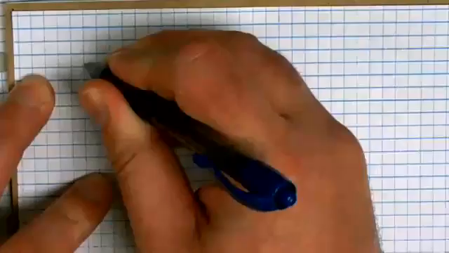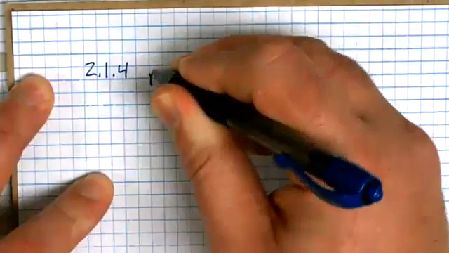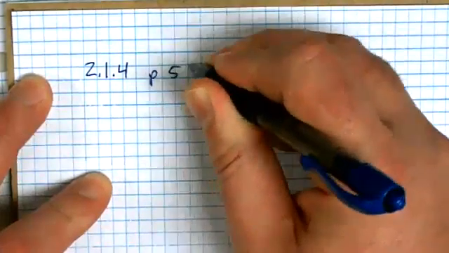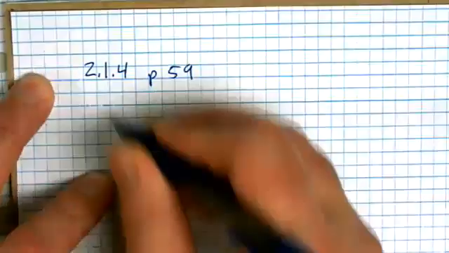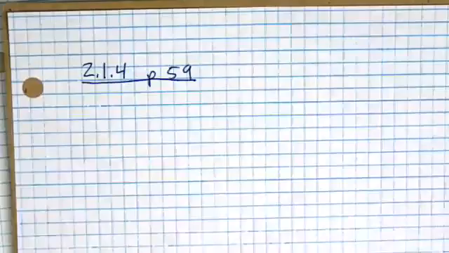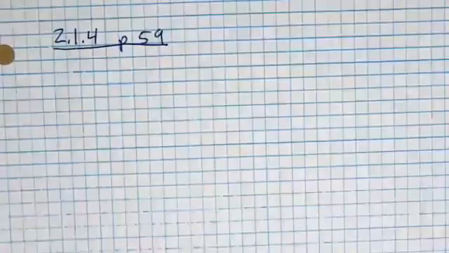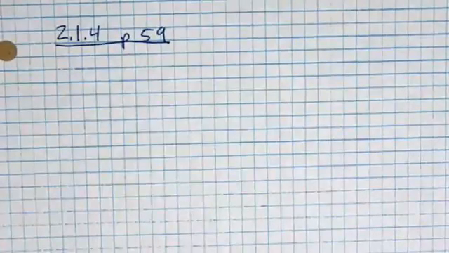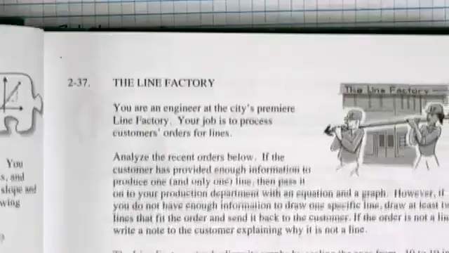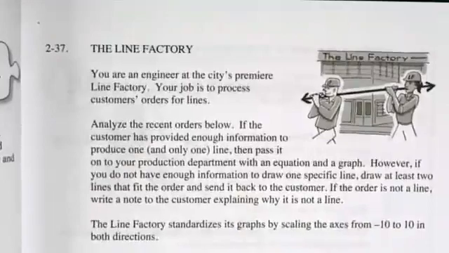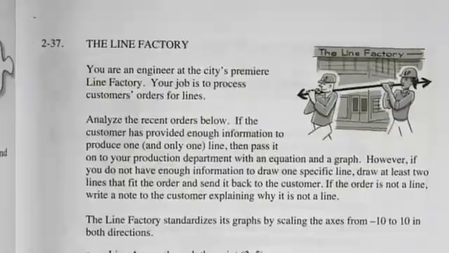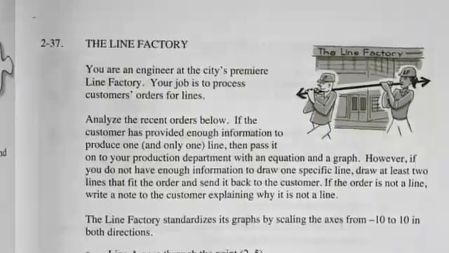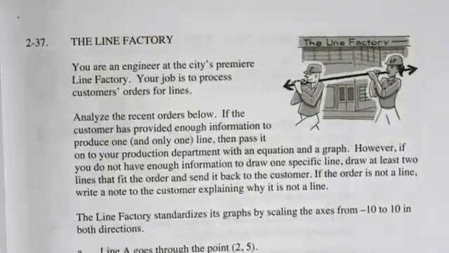So we are working on section 2.1.4 today. And again, the first problem we're going to see is on page 59. This is the line factory. All right, so this is a little cheesy, but that's all right. Sometimes cheesy is good. I want to read through the original problem here. So this is number 37. Again, we're on page 59.